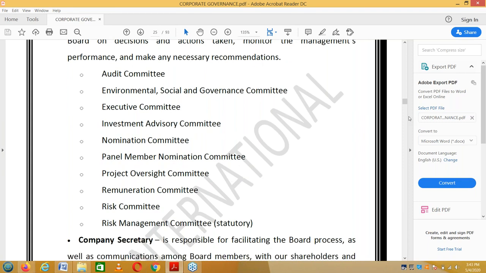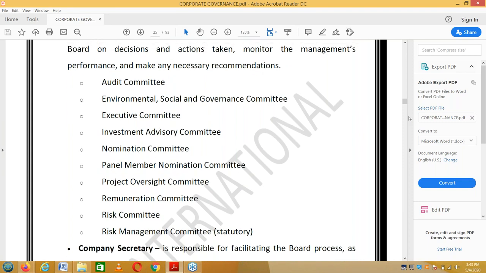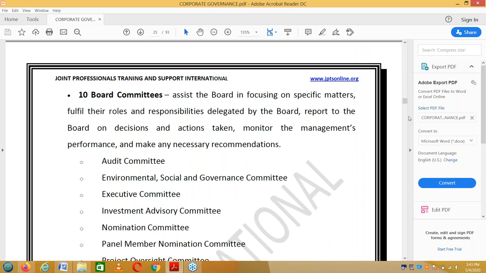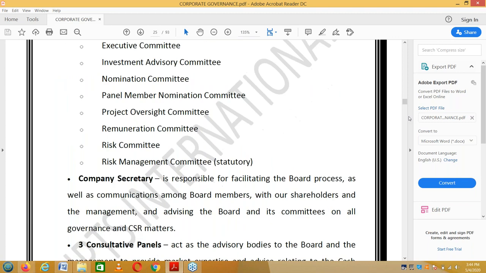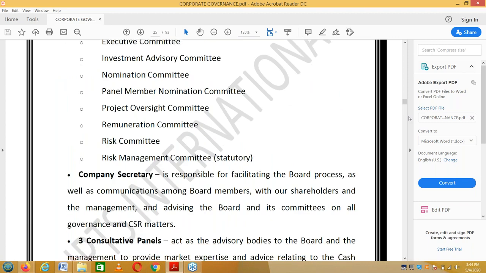Now, all these committees are to help or assist the board on focusing on specific matters as their area of concentration is. The audit committee, they are in charge of the auditing. We have the environmental, social and governance committee. They help in managing the image of the company. We have the executive committee, the investment and the rest. Let's look at the company secretary.